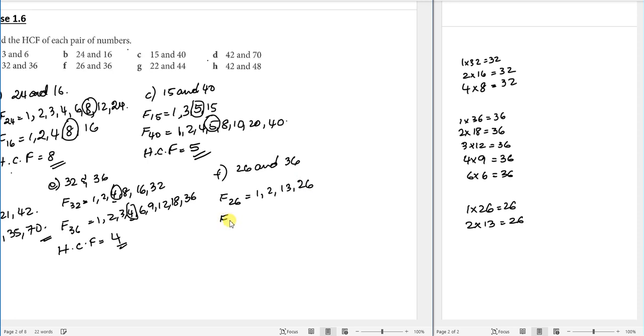And we have F36 again, which we did here, so we're just going to copy the same: 1, 2, 3, 4, 6, 9, 12, 18 and 36. So the highest common factor, HCF, is equal to 2.